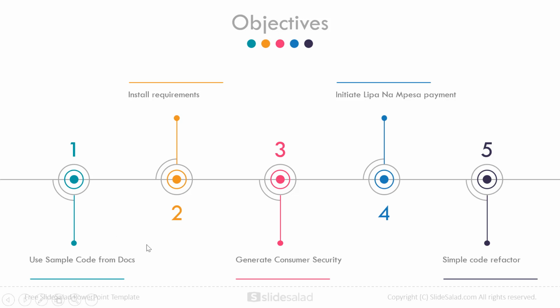So to use sample code from the docs, the Safaricom website actually gives us some sample code that we can use as a baseline when you're doing various transactions, be it reversal, be it B2C, C2B, as well as in this case the Lipa na Mpesa. We're also going to install some requirements to our virtual environment, as well as generating consumer security.